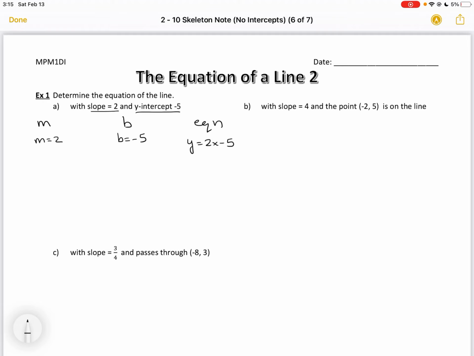My next example, I'm going to start off by doing the same thing. So m, b, and the equation. My slope is given to me, but I'm not told my y-intercept, I'm told a point. So I do know that my equation is going to look like this. Because I'm only given the point, now I have to solve for b. So I'm going to take my point, substitute minus 2 for x and 5 for y.